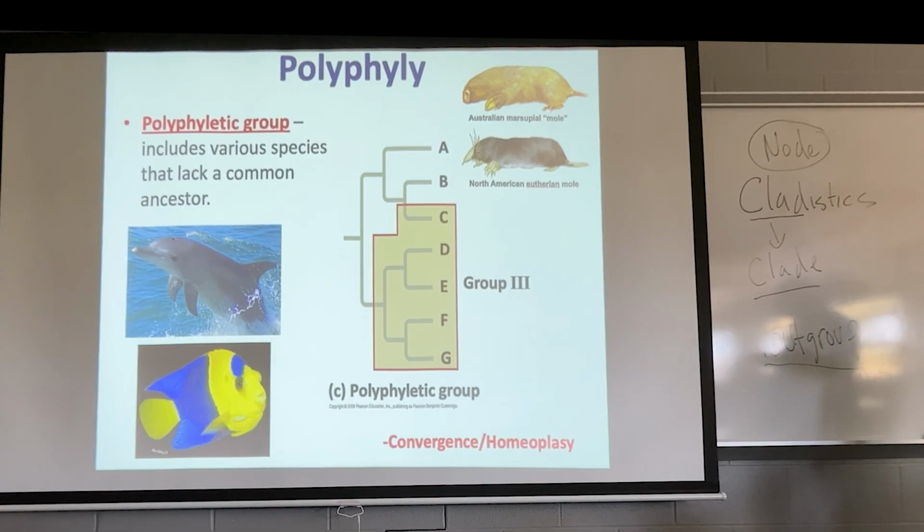So the environment has shaped them to look very similar, but they do not share common ancestry. The Australian mole is a marsupial, like a possum or a kangaroo, whereas our mole is placental, like you, right? It's a placental mammal, and so they don't share a common ancestor, not a recent common ancestor. So there would be a grouping like this, where we're basically just grouping them based on similarity and not on common ancestry.